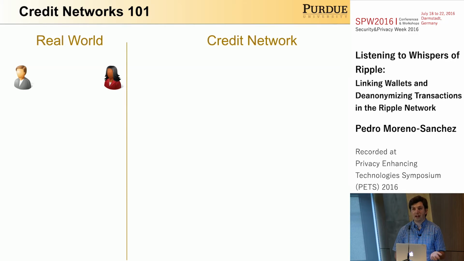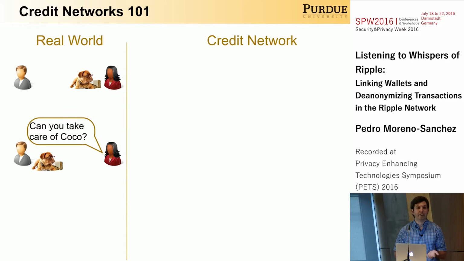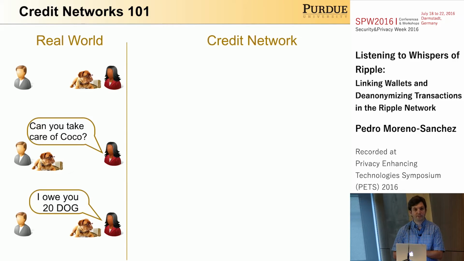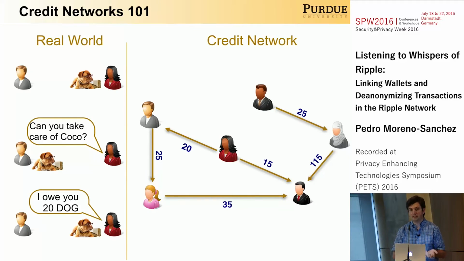Imagine that we have two friends, Alice and Bob, and Alice has a dog that we are going to call Coco. Alice has to go out of town and asks Bob to take care of Coco. After she returns, she wants to pay for the service to Bob, and she decides to pay in DOG currency. In this manner, we have created the first PETS currency in the system. This situation can be represented in the credit network using a directed edge from Alice to Bob with a weight of 20. As you can imagine, this process can be repeated several times between different users to pay for different services, and a complete credit network can be created.